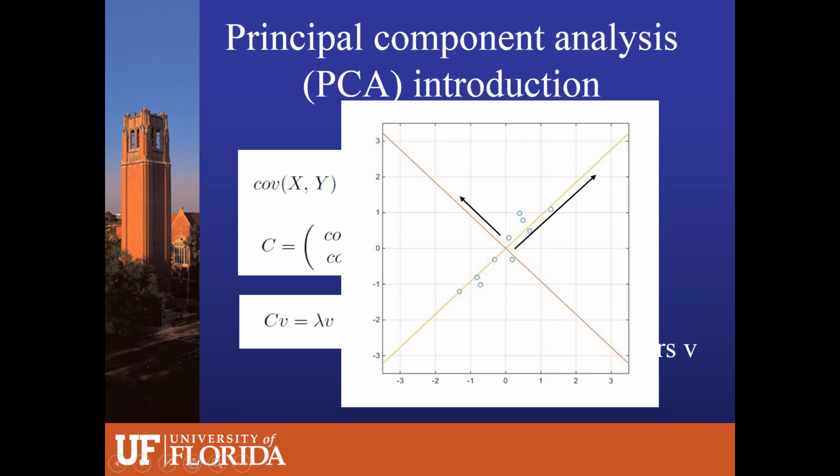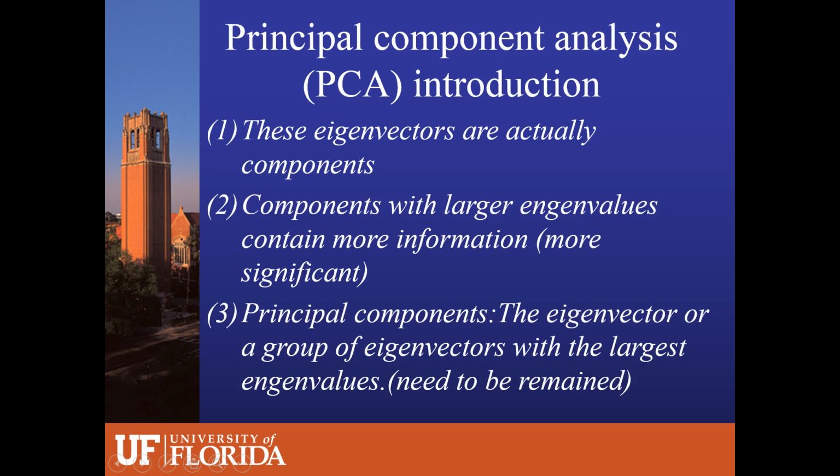So next we can talk about the principal components. Actually, these eigenvectors are all considered as components. Every eigenvector corresponds to an eigenvalue, so those components with large eigenvalues usually contain more information, which also means they are more significant. Then the principal components are usually the eigenvectors with the largest eigenvalues, or it could also be a group of eigenvectors. So these eigenvectors, or principal components, all need to be retained.